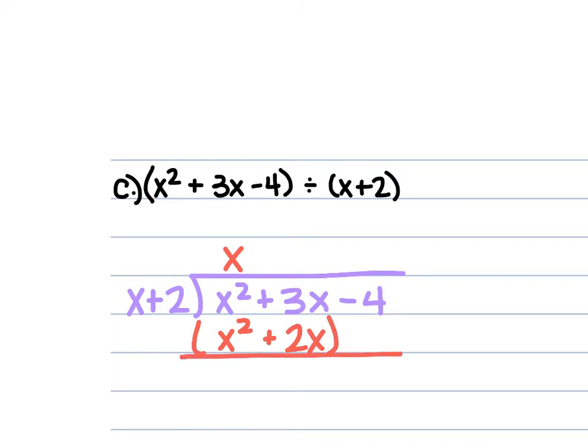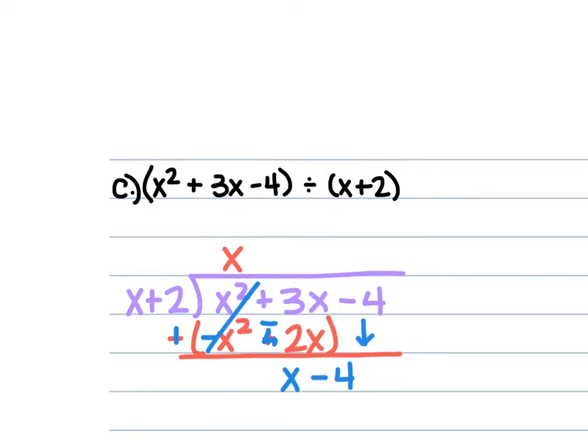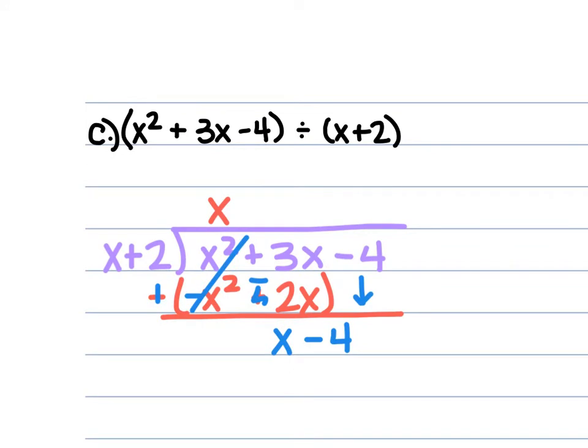Subtract these two, or add their opposites. We're going to be left with just an x. Bring down that 4, which is negative, so x minus 4. X times what is x? It's just a 1. So we're going to multiply it by 1.